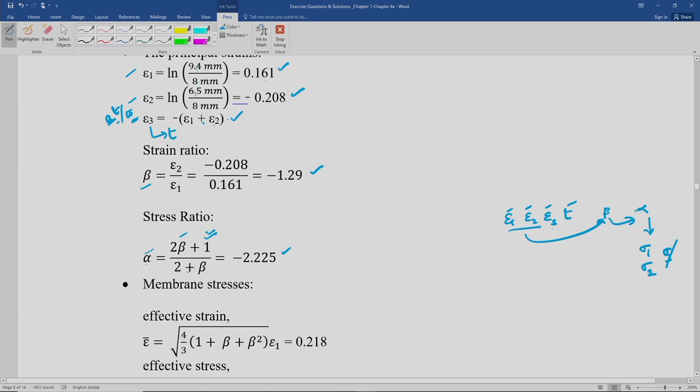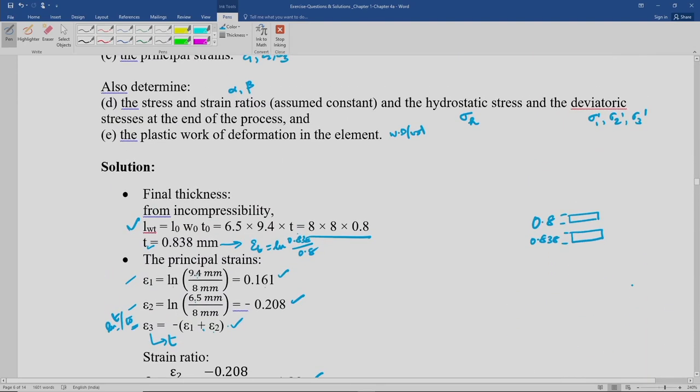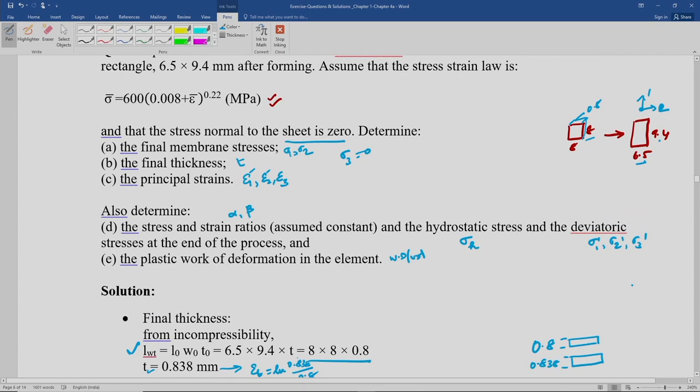Or what you need is, if you know alpha, you should get sigma bar. By knowing alpha and sigma bar, you can get sigma 1 from the von Mises equation. Then you can get sigma 2 because alpha is known. The sigma bar is also not known to us. The only thing is, an equation is provided, sigma bar is equal to 600 into (0.008 plus epsilon bar) power 0.22. So, this equation can be used to find sigma bar, and from sigma bar, you can get sigma 1, and by knowing alpha, you can get sigma 2.